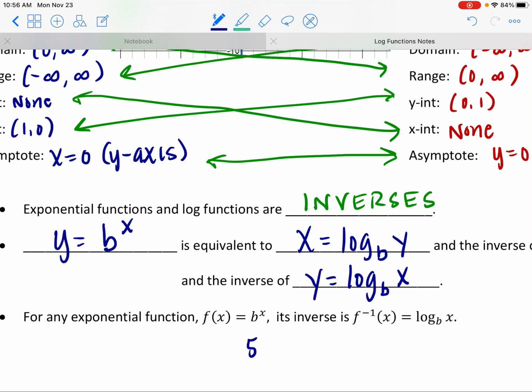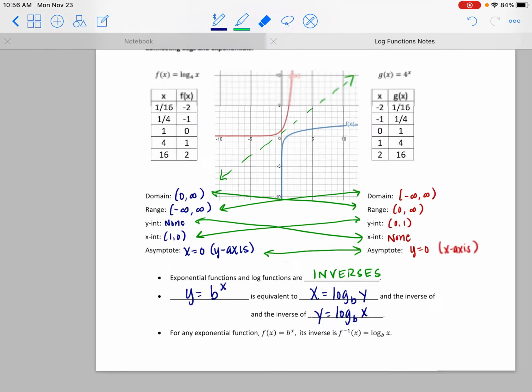So if we had 5 to the x, the inverse is going to be log base 5 of x. If we had 7 to the x, the inverse is going to be log base 7 of x. Okay, so we can take our exponentials, put them in equivalent log forms, and then switch the x and the y to make them inverse functions.